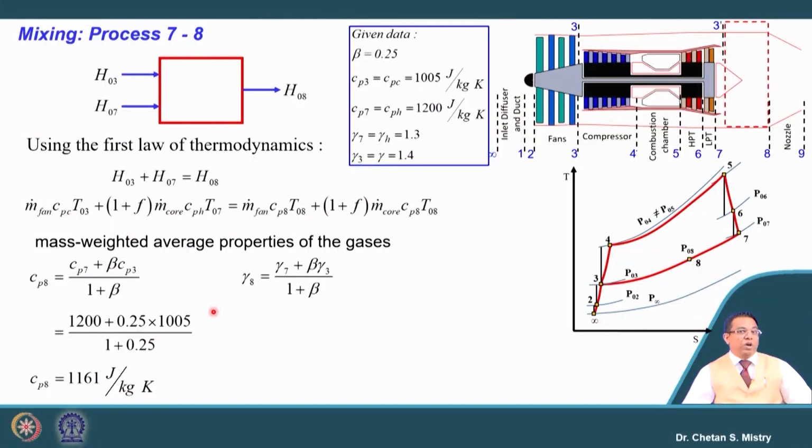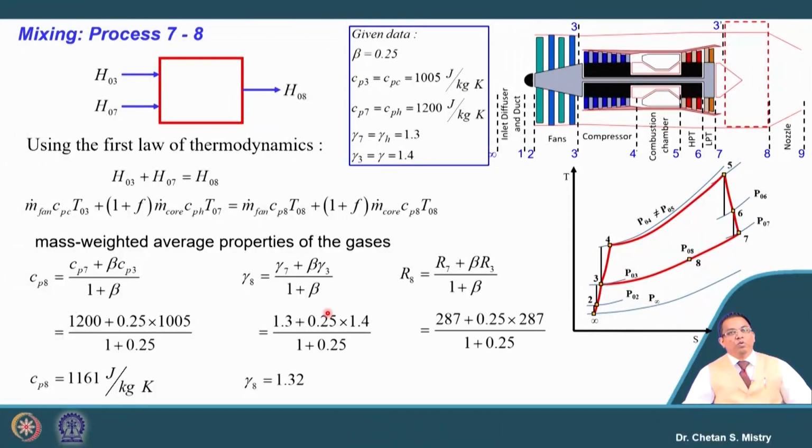Same way we need to calculate what will be the specific heat ratio. Now, this specific heat ratio for hot gas is 1.3 and for cold air it is 1.4. So, let us put this number, it says my gamma value is coming to be 1.32. Similarly, we can calculate my gas constant R. If we put the values, it says my R is coming 287 joule per kg Kelvin.